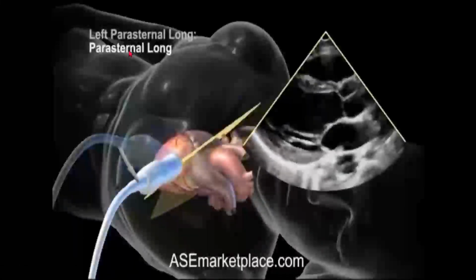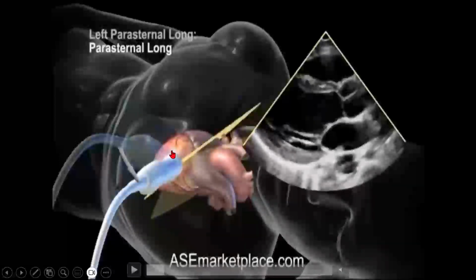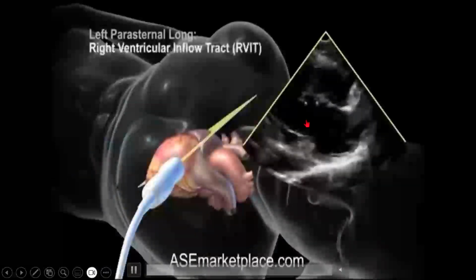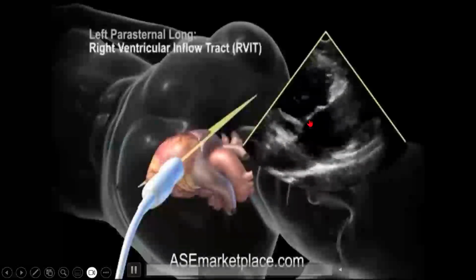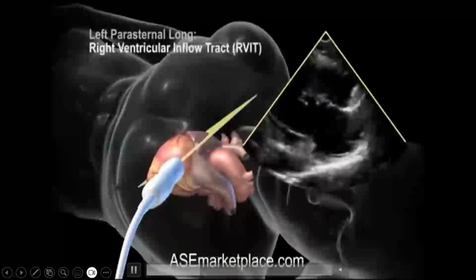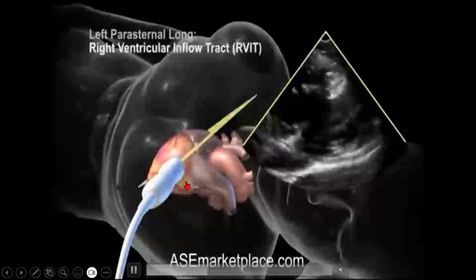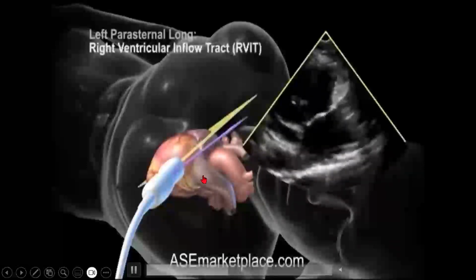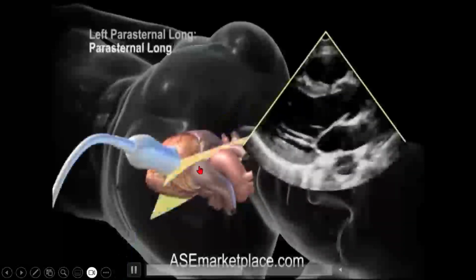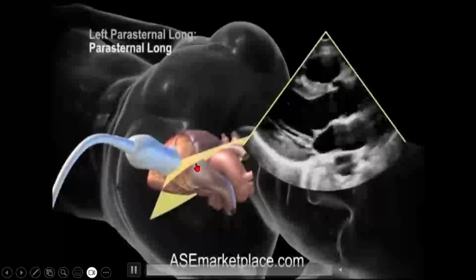Now in this parasternal long axis view, we do two sweeps. One sweep is towards the foot, what we call the tricuspid valve sweep. Here you see we have swept it towards the foot. You see this tricuspid valve. So this is the tricuspid valve sweep or RV inflow sweep. Then again, the probe is brought back to the standard PLAX view, the parasternal long axis view.